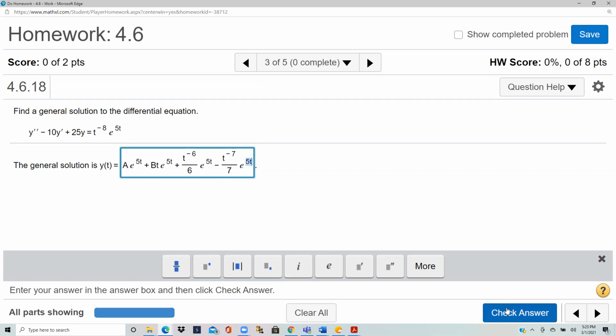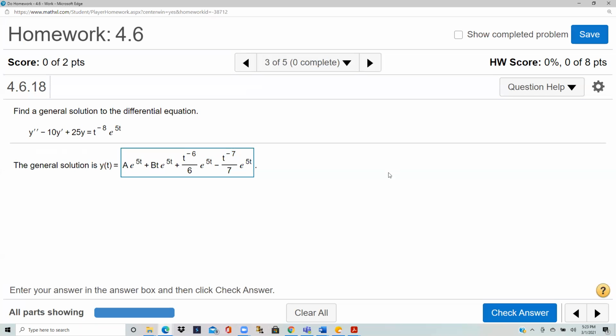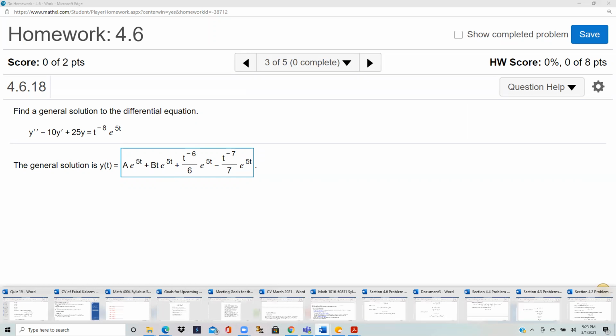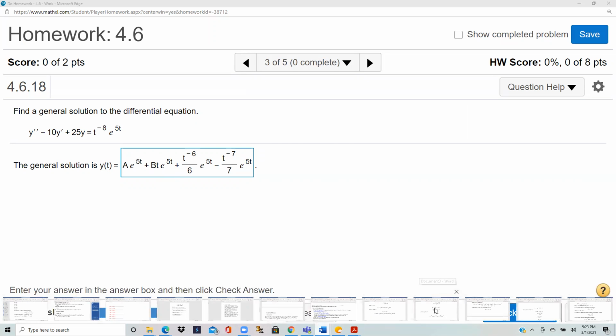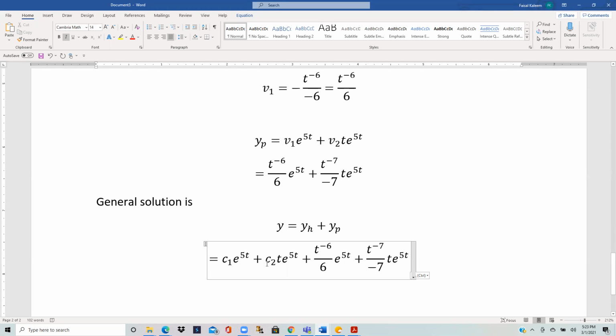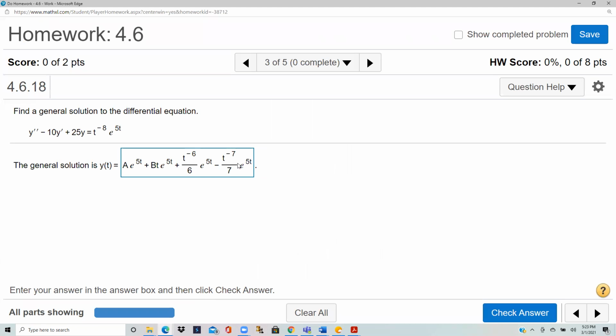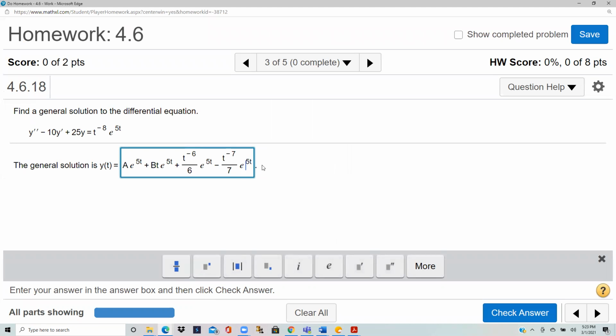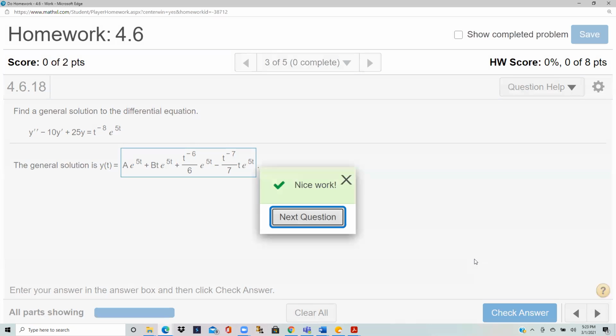Okay, Ae^5t plus Bte^5t. Let's check. Ae^5t, Bte^5t, t to the negative 6 over 6 e to the 5t minus t to the negative 7 over 7. Oh, there was a t here, te^5t. Okay, so let's do that. There's a t here. Now that t can be combined with the t to the negative 7, but I think it should take it even in this form.